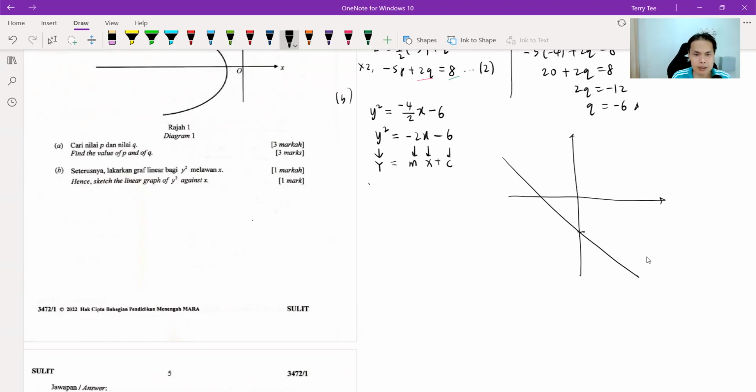You can picture it this way. Your y is now minus 2x minus 6. Your gradient is negative 2. Your y-intercept is minus 6. So we put the minus 6 here. This is your y squared. This is your x. This is your origin. Yep, that will do. Now, you don't really need to show or find your x-intercept. It's not really required. Make sure that you draw a graph with a negative gradient and your y-intercept must be negative 6.